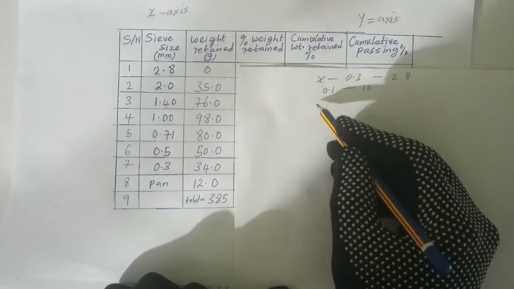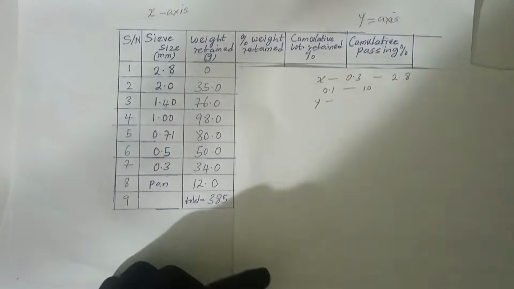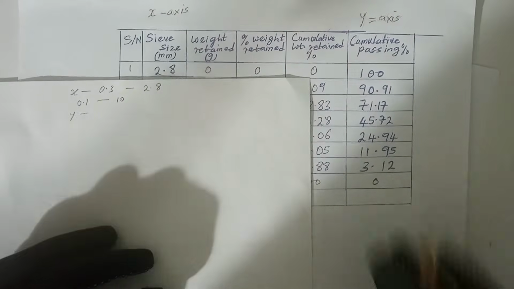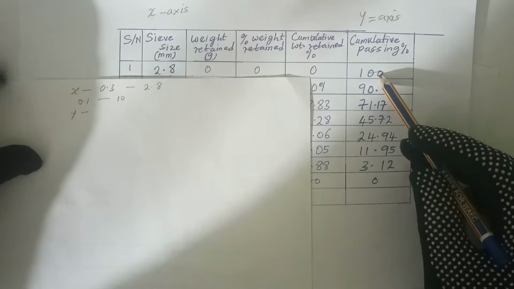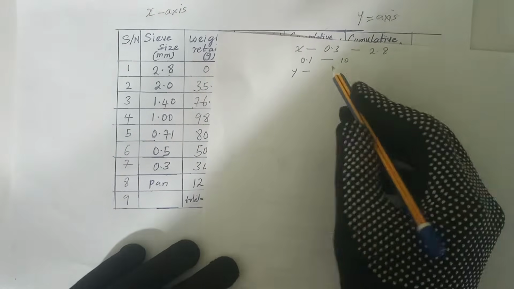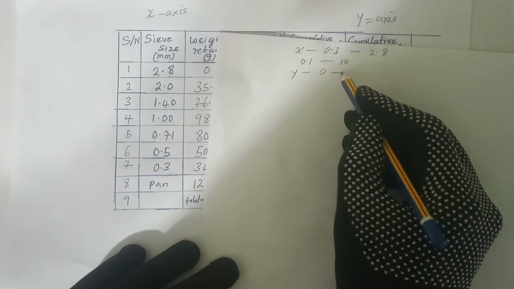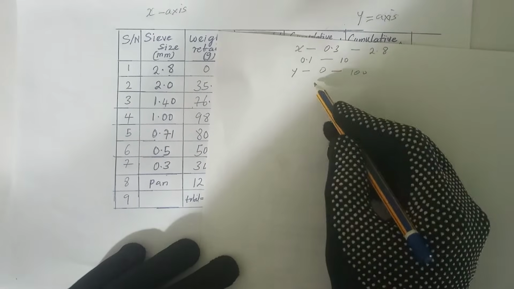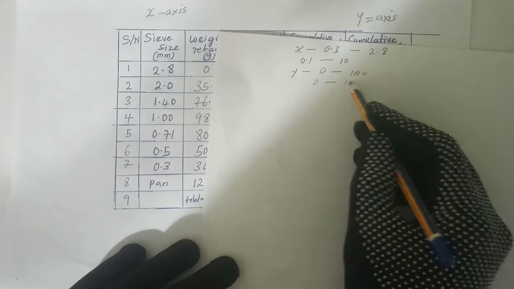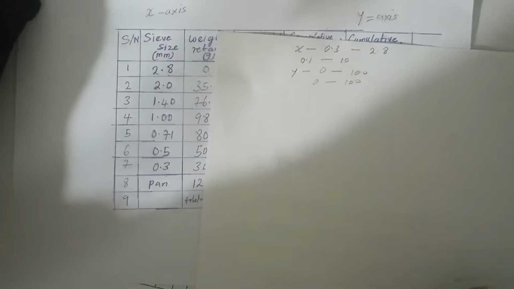And also along the y-axis we have the minimum value as 0 and the highest value is 100. So the value is going to range from 0 to 100 on the y-axis. So now let's represent the values on the graph paper.